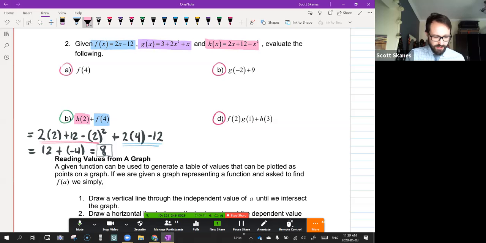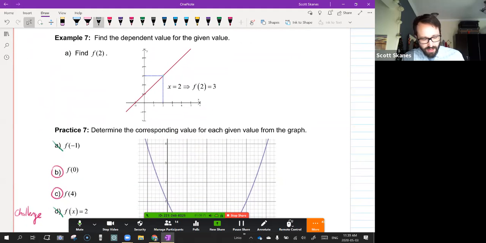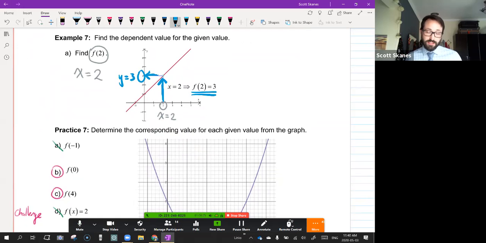If you want to read a value from a graph, all you do is look. Watch this. Find f when x is 2. You just go find x equals 2, and you say, hey, what must be the accompanying y value? Well, it's 3. Y must be 3, which means that the function when x equals 2 is 3.